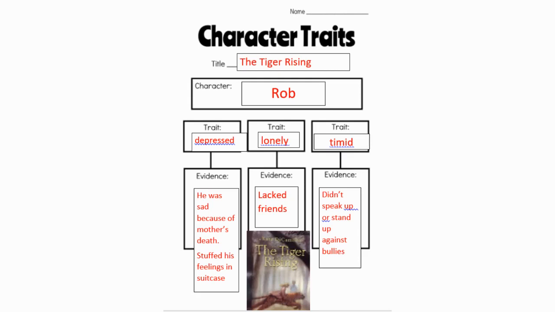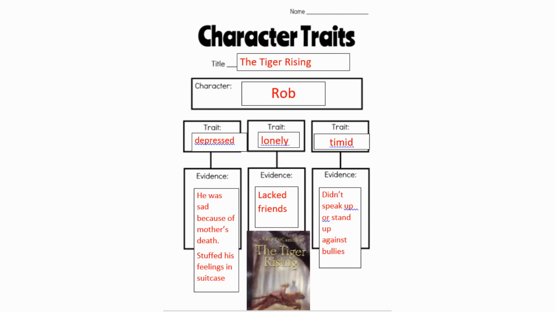Now, way back in Unit 1, we did all have a mentor text called The Tiger Rising, and the teachers read these aloud to the students. Our main character in that story was Rob. Some of the character traits that we discussed when we were talking about Rob were depressed. The evidence for that was he was sad because of his mother's death, and he frequently talked about stuffing his feelings in a suitcase and trying not to open up that suitcase. And so those are good evidence points to the character trait of depressed.